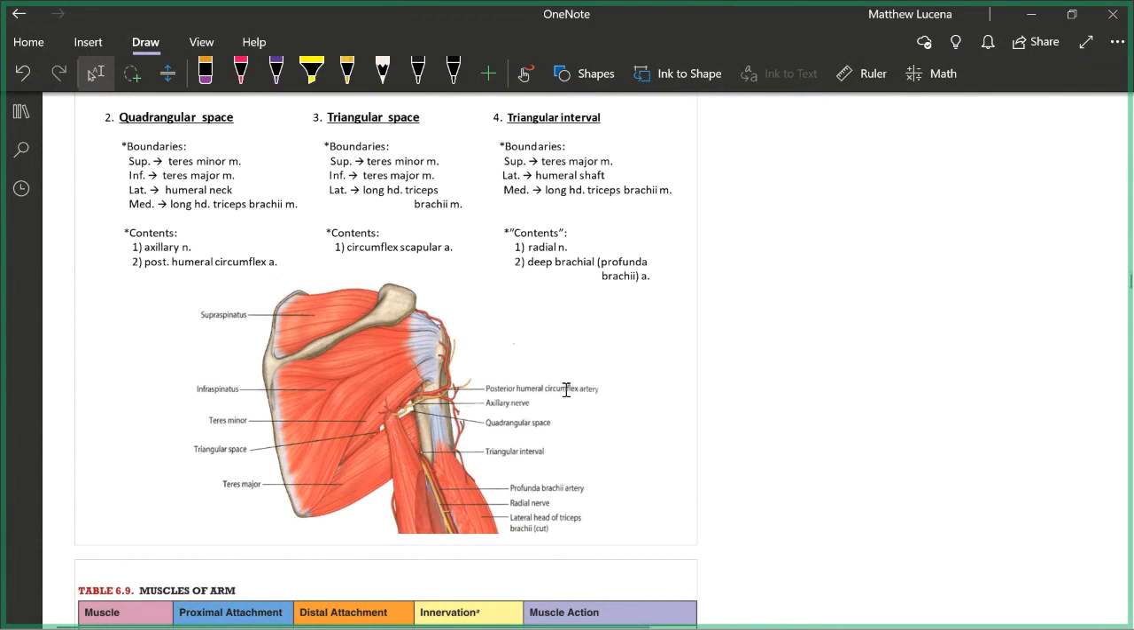And then the triangular space: the superior boundary is the teres minor, the inferior boundary is the teres major, and the lateral boundary is the long head of the triceps.